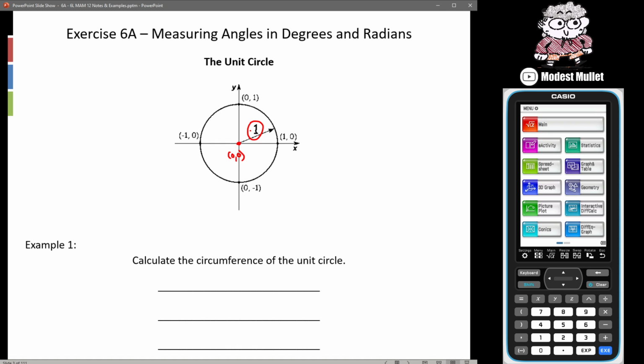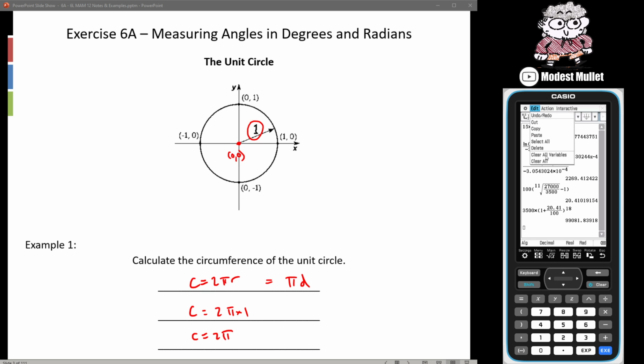Now quickly, let's calculate the circumference of this unit circle. We know that the circumference is equal to 2 pi r. It is also equal to pi times diameter. It's exactly the same thing because the 2 times radius gives you your diameter. In this case, we get 2 pi times 1, so the circumference is equal to 2 pi, whatever units that radius was measured in.